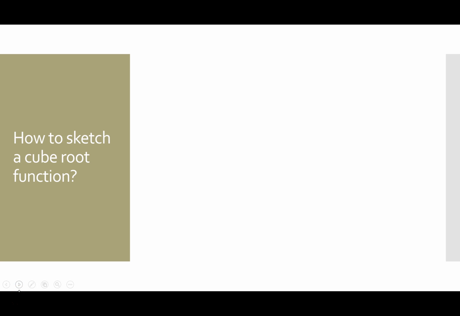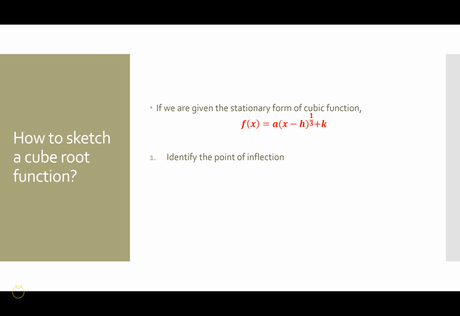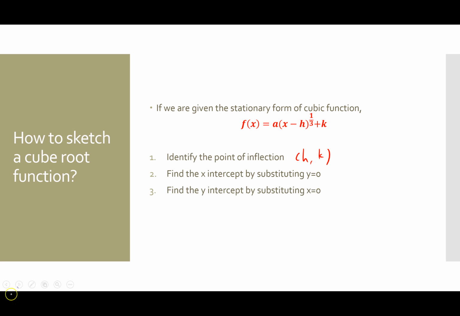Alright, so now how can we sketch a cube root function? It's very similar to the case for us to sketch a cubic function. So we'll be given a stationary form of a cube root function, which is this. Then you need to identify the point of inflection. Again, that is going to be (h, k). You find your x-intercept, and then you find your y-intercept. And now we will start to do the graphing.